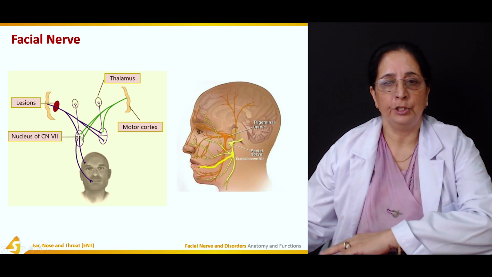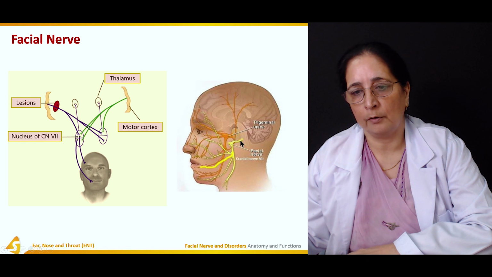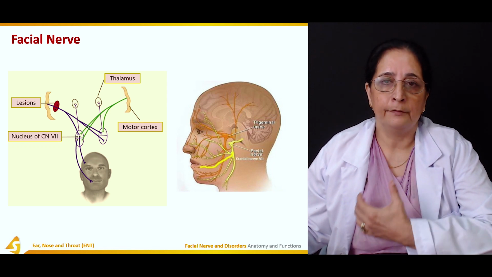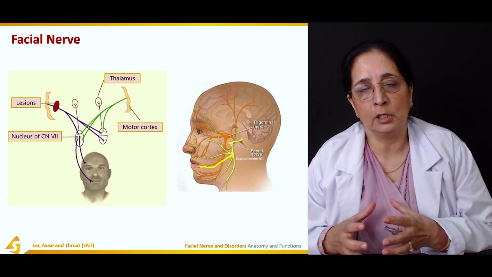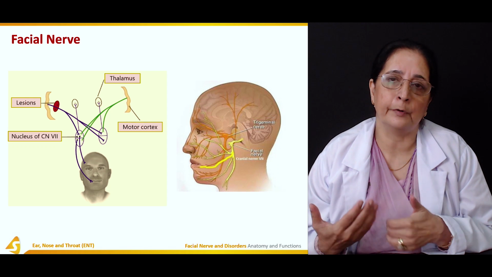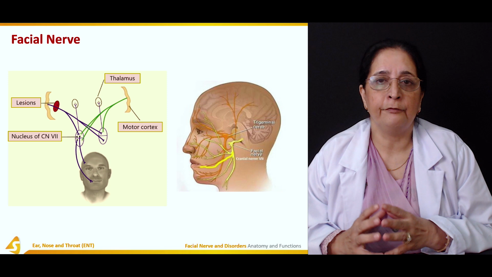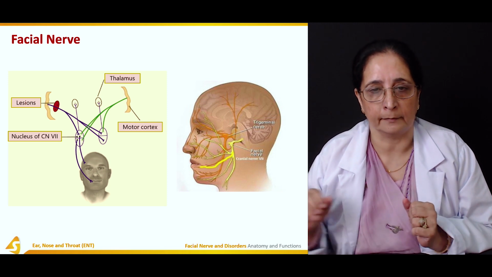So first, the facial nerve. This is the diagram that gives the picture of the facial nerve. The facial nerve is a cranial nerve. The facial nerve is the seventh cranial nerve. There are a total of 12 cranial nerves that perform different functions, and among them the facial nerve is the seventh cranial nerve.